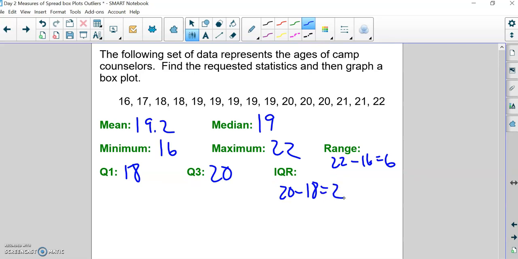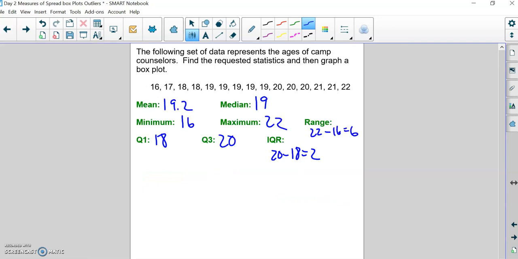Now, we are going to use this information to create a box plot. And so we're just going to create that. And usually a box plot is going to be over a larger data set, but we're just going to do it individually. You could go up on the number line by 5s, 10s, whatever fits your data best. So we're going to go up by 1, so we're going to go from 16 to 22. I'm going to label those.